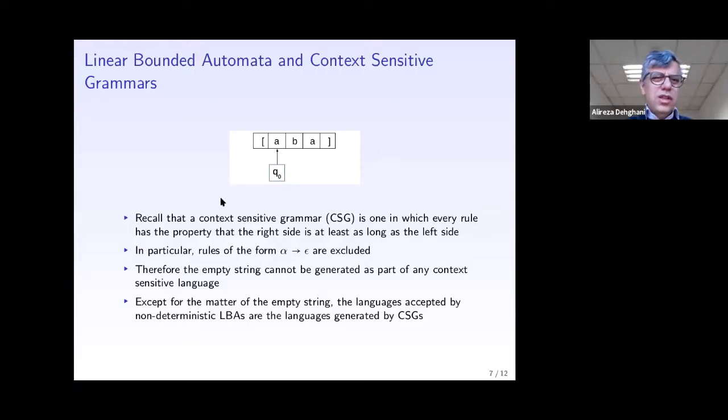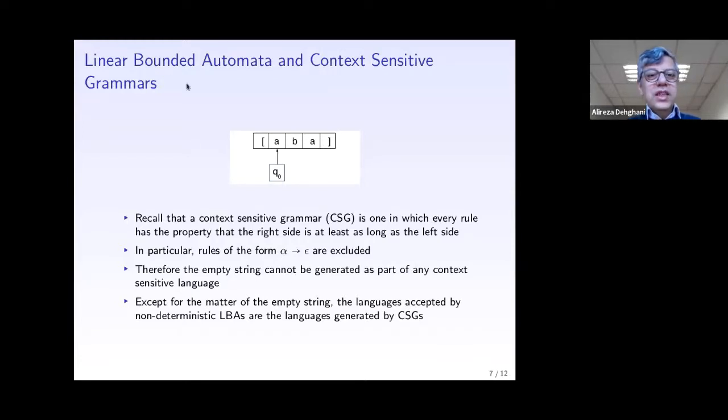While we are talking about these things for the LBA, I said LBA is the automata corresponding to context sensitive grammar. But there's a little bit of an exception in here. What is that? If we are talking about the context sensitive grammar, it cannot generate the empty string or blank. It is impossible, while the linear bounded automata can do that.